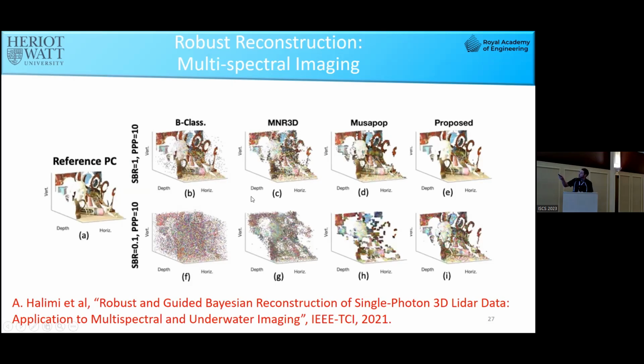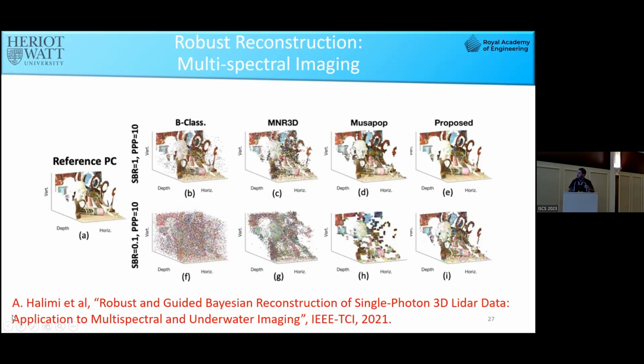The columns represent different algorithms. This is the classical algorithm. These are state-of-the-art algorithms, and the proposed one is represented in the last column. So you see that in the easy situation, most algorithms provide acceptable reconstruction. Now, when considering the extreme case here in the bottom row, where we have only 1 photon coming from signal and 9 from background in each pixel, you see that all algorithms fail to reconstruct the scene, while the proposed one is able to do that thanks to the multi-scale information.